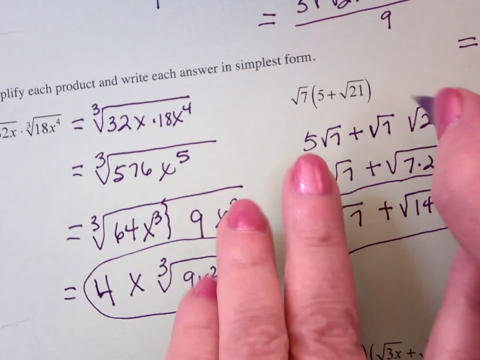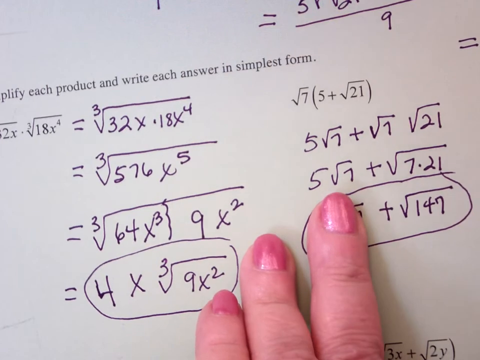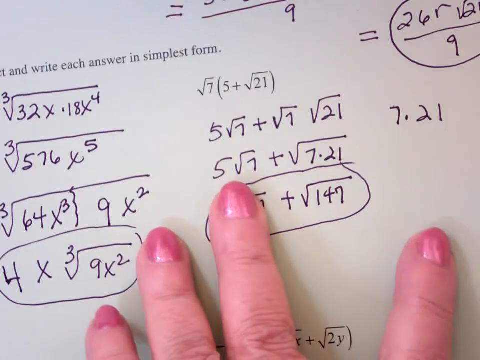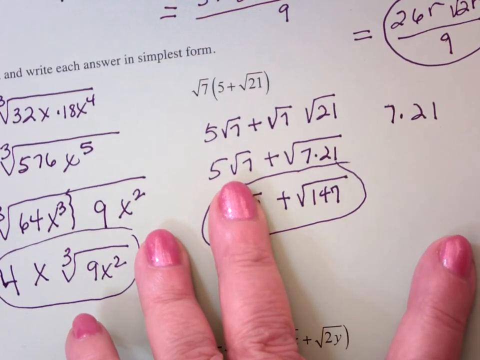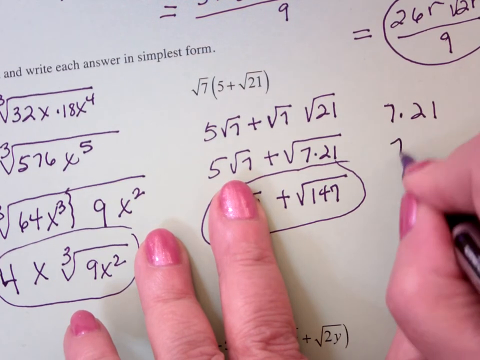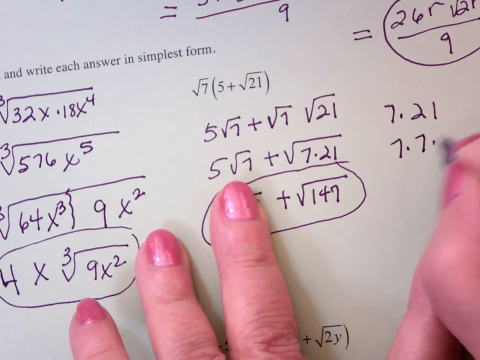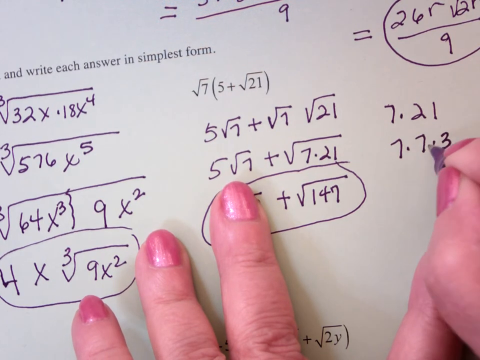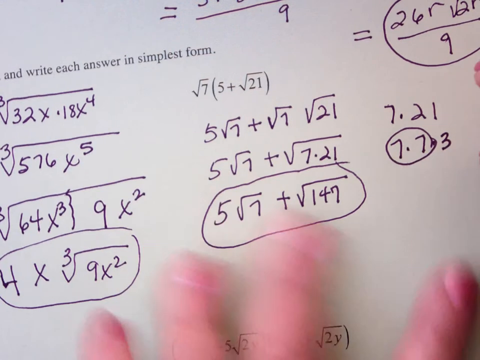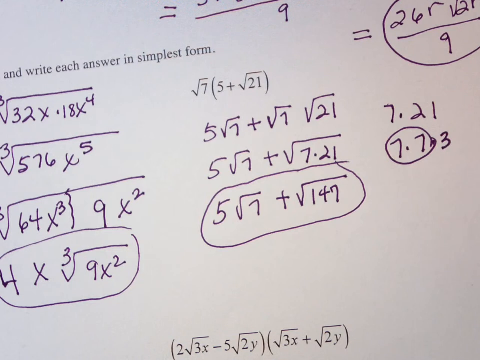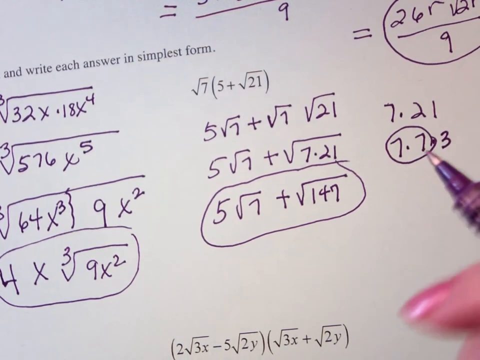Now, why would I say such a thing? If I look at 7 times 21, right? And that's what I multiplied. This is 7 times, what's 21? 7 times, there's a square. There's a 49. 49 times 3. Who would have thunk it? Not me.